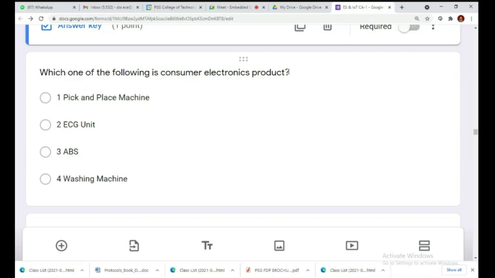Consumer electronics means what we use in our house. A pick and place machine, we are not using in our house. An ECG machine, we are not using in our house. An anti-lock braking system is not used in all of our houses. But most of our houses use washing machines. So a washing machine is a good example for a consumer electronics product.